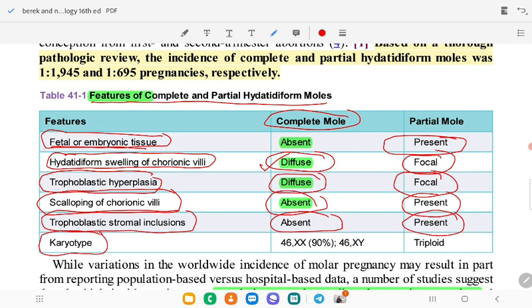Karyotype: usually the complete mole is an empty ovum. Empty ovum means it will be diploid, always diploid, but it can be 46XX, that is 90%, or it can be 46XY, and in partial mole it is always triploid. Okay.